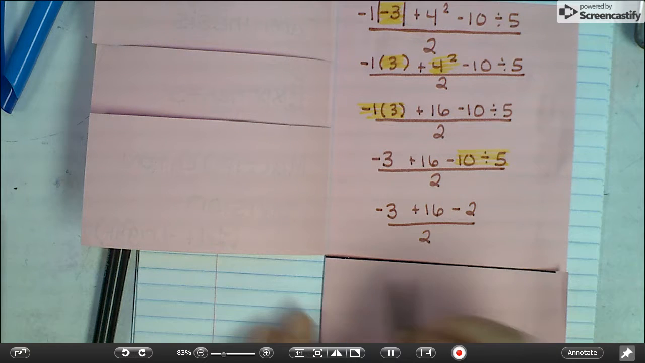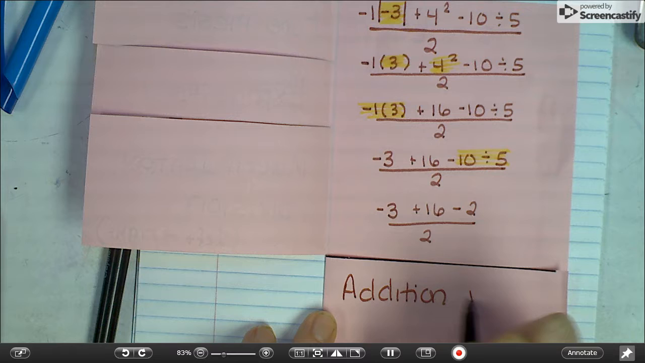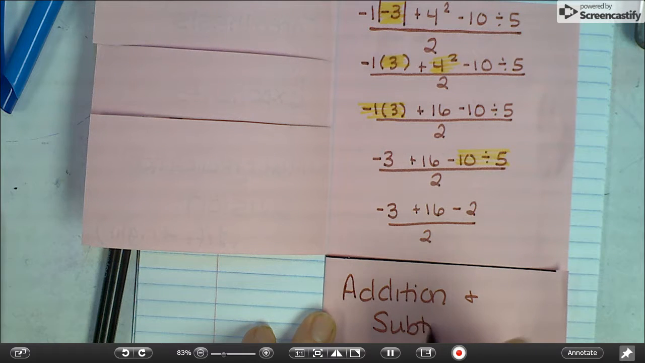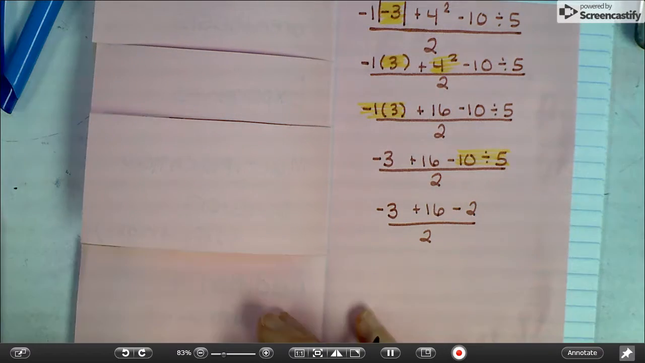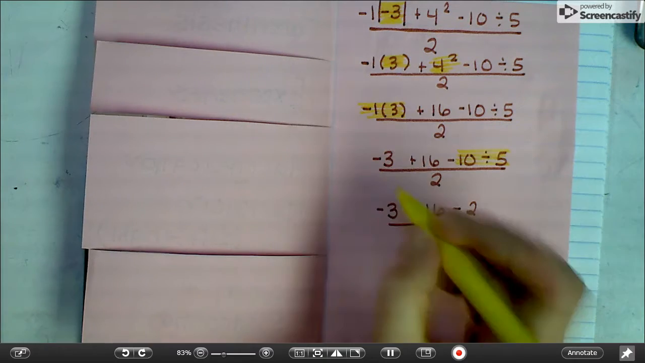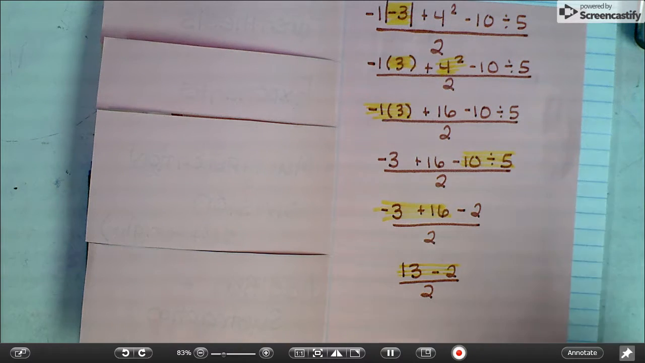So now we're down to addition and subtraction, left to right. So we're going to add -3 plus 16, which is 13, and rewrite right around it. We're going to do 13 minus 2, which is 11, divided by 2.